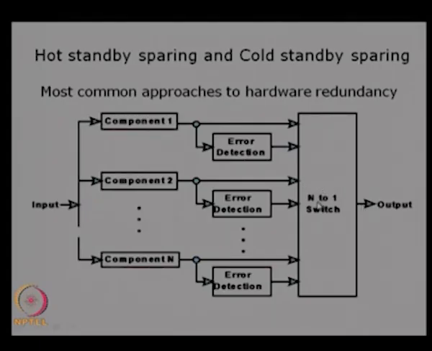So unlike triple modular redundancy, where TMR can mask only one error, here we can mask any number of errors depending on the number of hardware units we provide. So that is the standby sparing method.